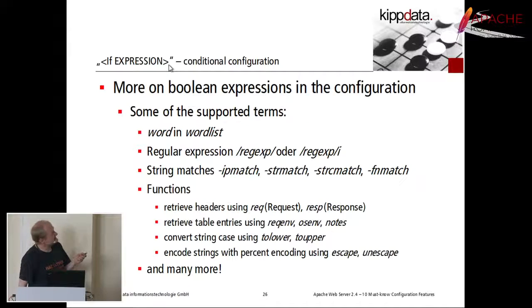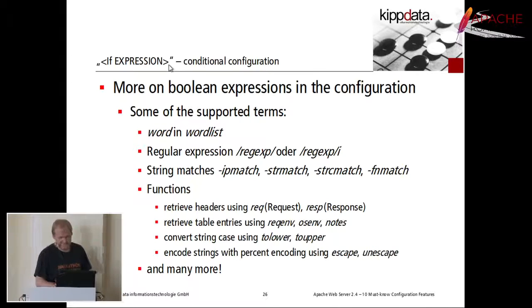So, some ideas about the abilities of the expression parser. You can check whether something is in a list of words. You can do regular expression matching, also case independent. You can do IP matching, string matching, caseless string matching, file name matching, so like globs. You can use header values, request and response header values, environment variables. You can convert strings from uppercase to lowercase, percent encoding, MD5 hashes. There's lots of stuff you can use directly in your expressions, and it's growing.